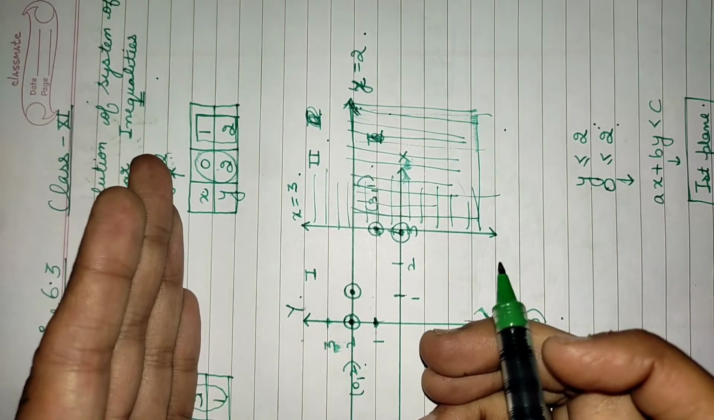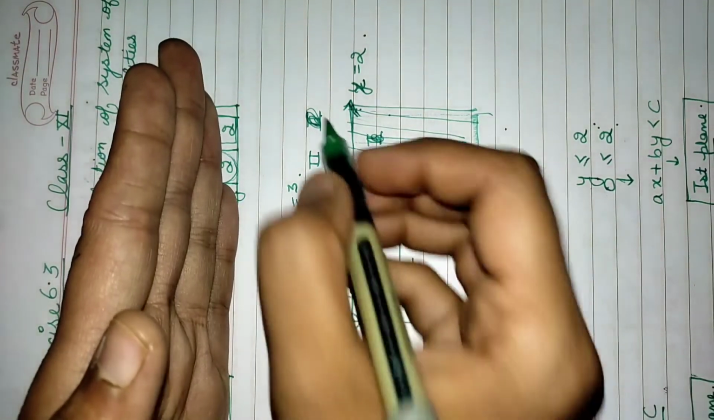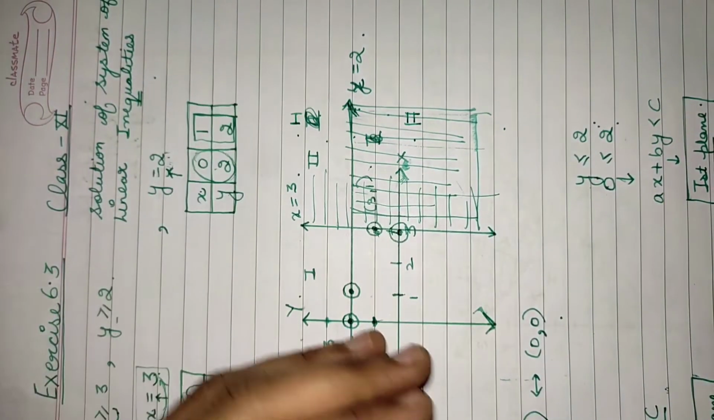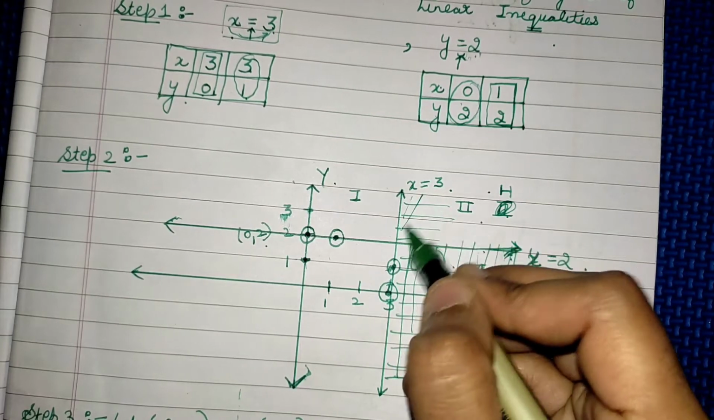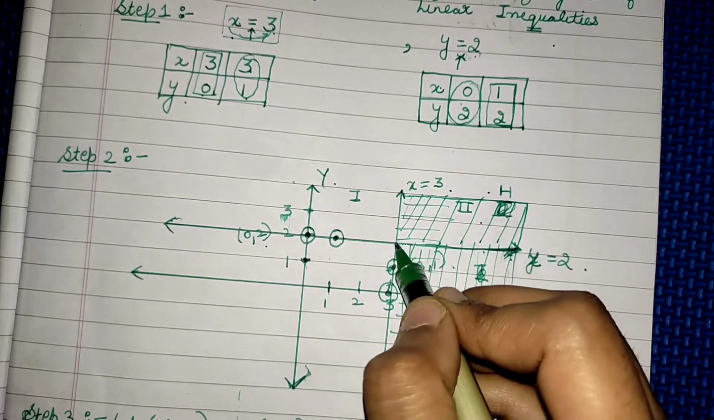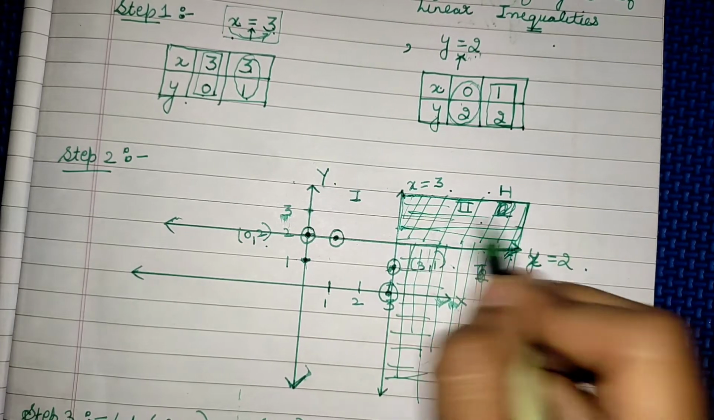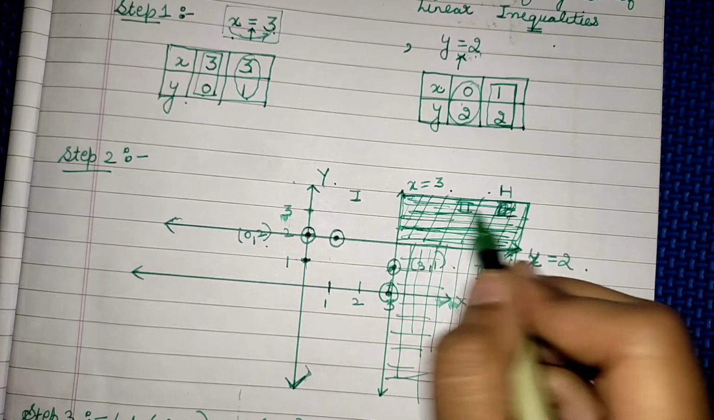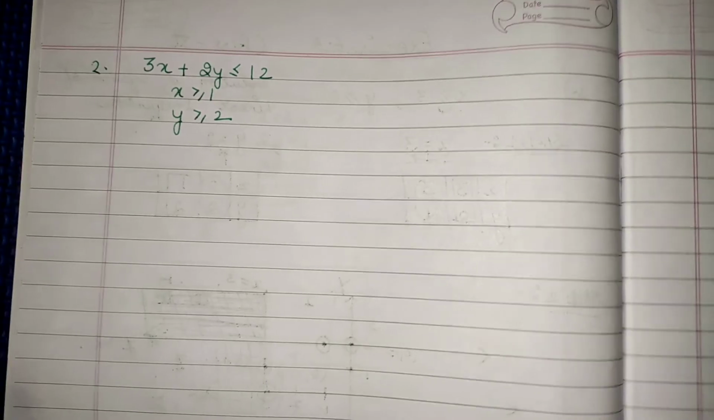So you can see very clearly that towards the left hand side will be my first plane and towards the right hand side will be my second plane. The solution says that my solution is going to be in the first plane. So this part is going to be my solution of both the inequalities. Okay, moving to next question.